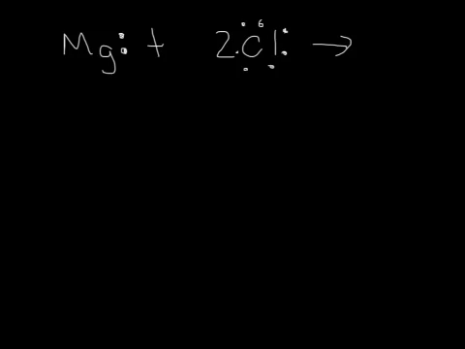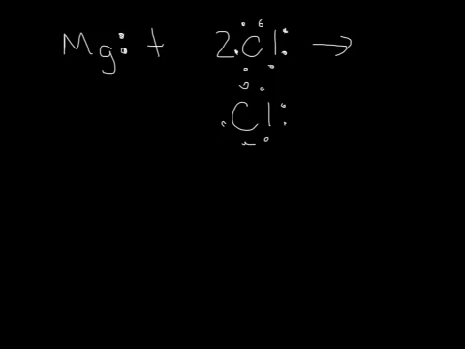Okay, I've got 2 chlorines. That's what that 2 means, that 2 out front. It means that I have 2 chlorines. So there's 7 electrons around each one. So magnesium wants to get rid of 2, but chlorine only wants 1. So what do you think is going to happen? One chlorine's going to take one, and then the other chlorine's going to take the other. Very good.